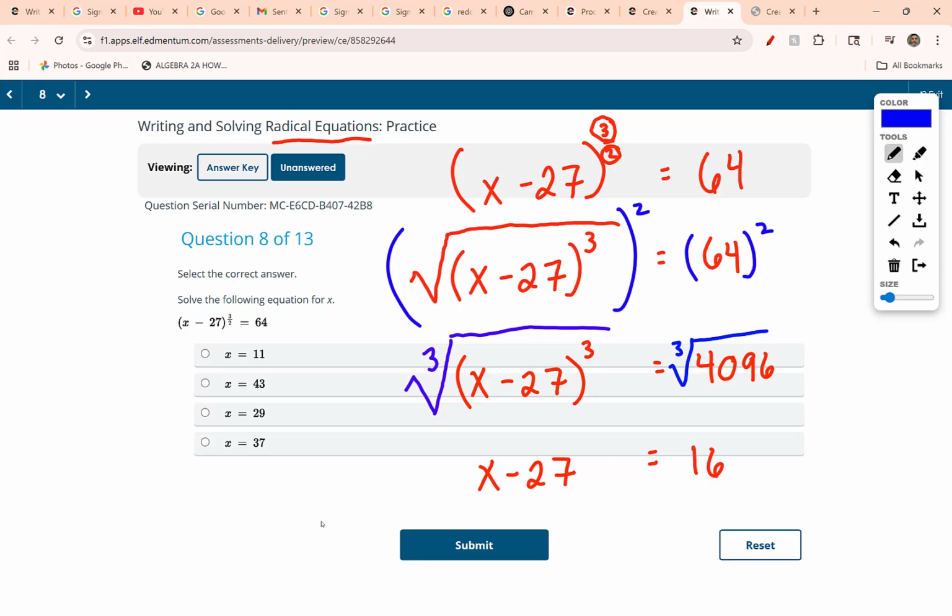So our final step, add 27 to both sides, and x is going to equal whatever 16 plus 27 is. I believe that's, if I did my math right, 43.